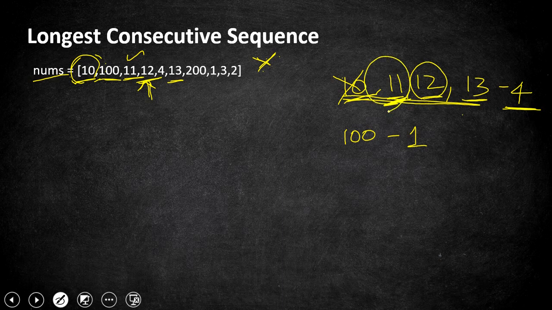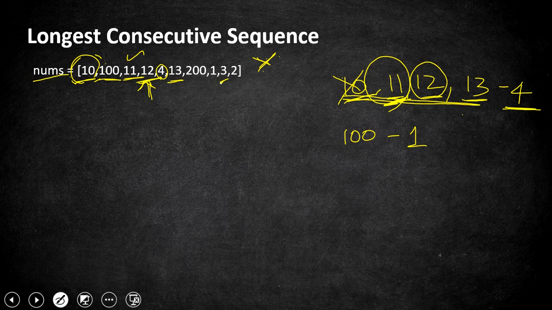So anyway, 12 is going to be part of a sequence already, so we are not going to consider 12 as well. Moving on to 4, we are checking whether 3 is available. Yes, 3 is available. So 4 is going to be part of a sequence which is going to be starting with 3.